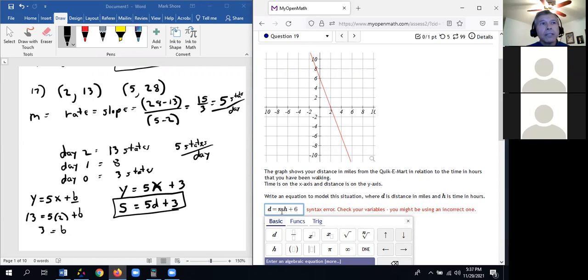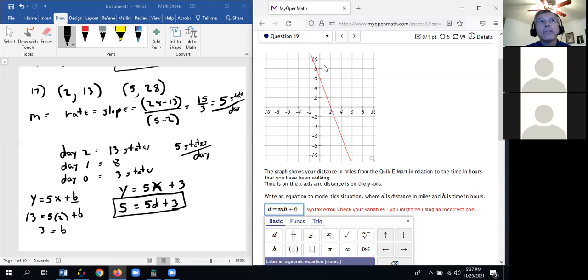Yeah, at 0 hours, he's 6 miles away. Now, what's going on with his distance? He's walking towards the Quickie Mart because the distance, which is on the y-axis here, is dropping. You can see that he gets to the Quickie Mart in 2 hours. Why? Well, right here, that coordinate is (2, 0), meaning in 2 hours, his distance is 0.